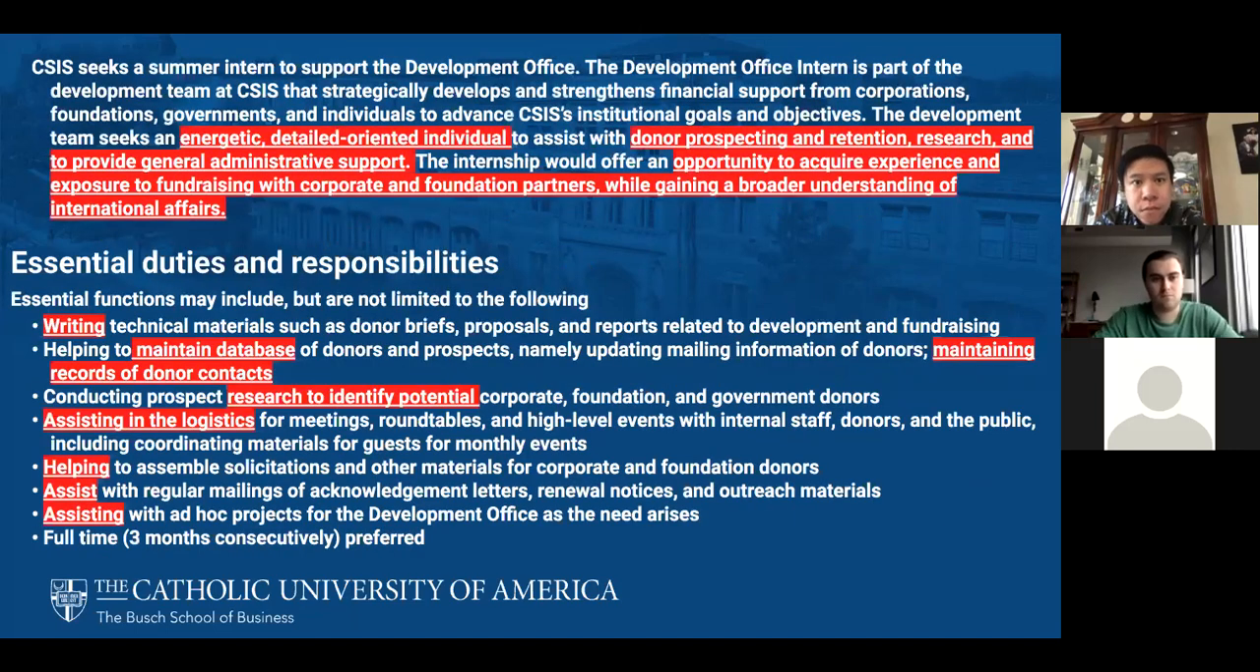Okay. So here, the adjectives are energetic, detail-oriented individual, donor prospecting and retention, provide general administrative support, writing, maintain database records of donor contacts, research to identify potential donors, assisting in the logistics, helping, assisting. So there's a theme here. You're not going to be doing the work, but you're going to be learning from really smart people and supporting them. So in this case, you want adjectives like helped, assisted, supported.